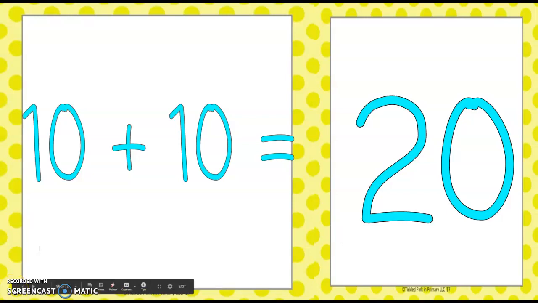Great job. So today you're going to practice this some more on your exit ticket and you're going to answer some addition problems.